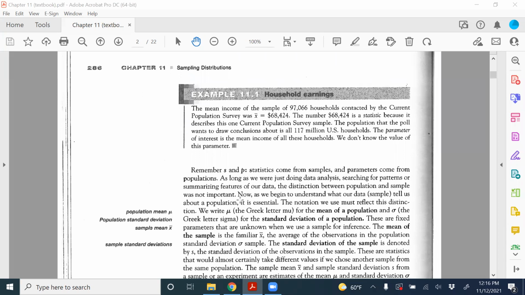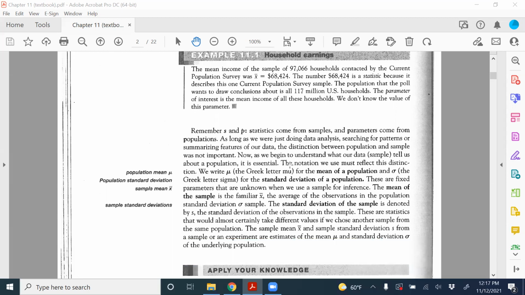So we look at this example, the mean income of this many households contacted by the Current Population Survey was this. The number is a statistic because it's from a sample, right? The population the poll wants to draw from includes about all 170 million U.S. households. The primary interest is the actual mean income, and we don't know this because we haven't investigated, but I'm sure maybe there's some database where we could probably figure that out.